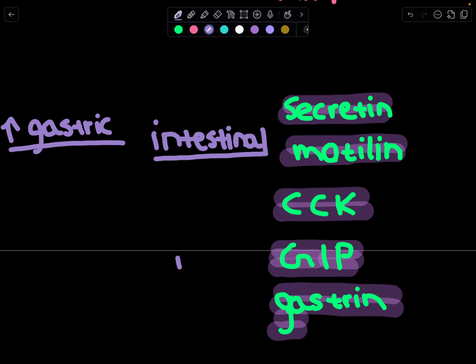Boom, you're on fire. That's right. Gastric inhibitory peptide, GIP, from K cells in the small intestine, ramps up insulin for blood sugar control and dials back gastric acid. Next up, this hormone triggers gastric acid secretion and promotes stomach mucosal growth. Which of the five is it? Gastrin.